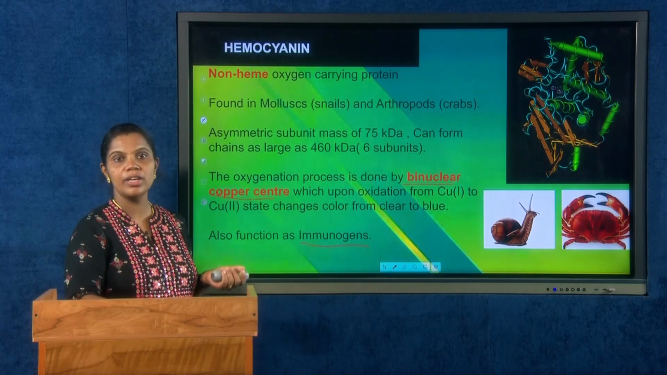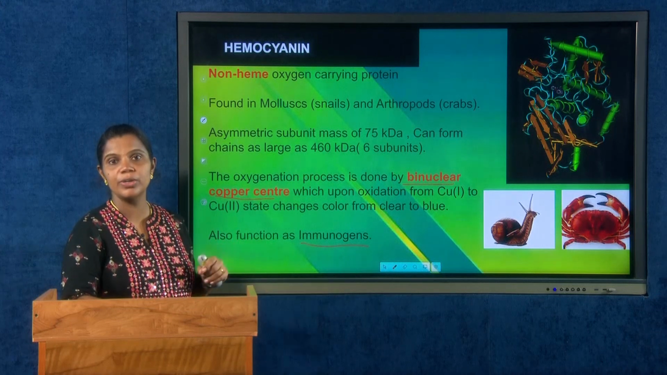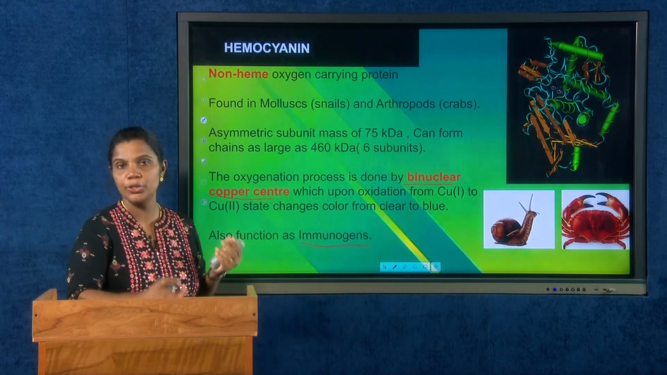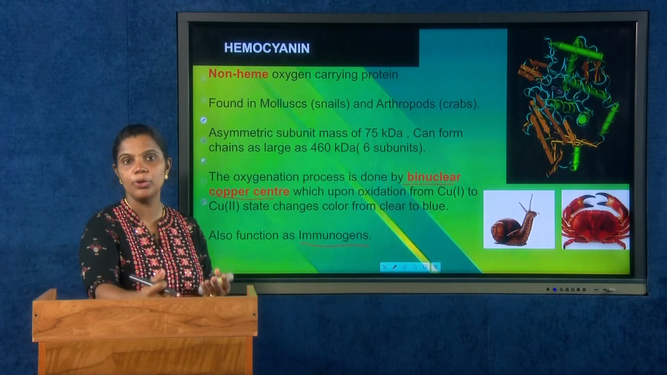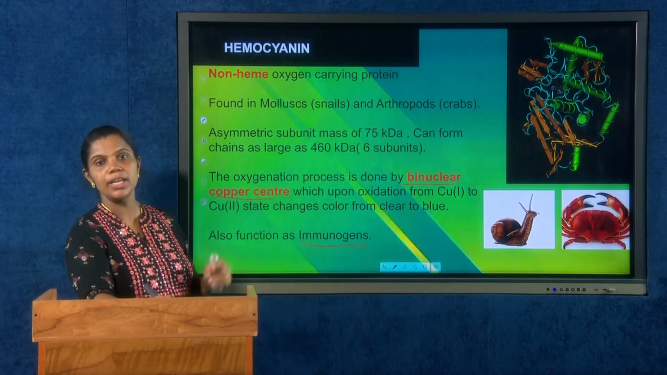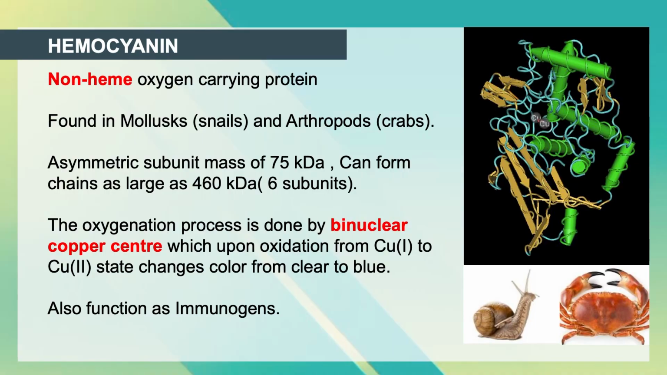It has a subunit mass of 75 kilodaltons, and in these organisms there are up to 6 subunits of hemocyanin, and the oxygenation process is carried out by a binuclear copper center. In other words, hemocyanin is a copper containing oxygen carrying protein. The color upon oxygenation changes from clear to blue.